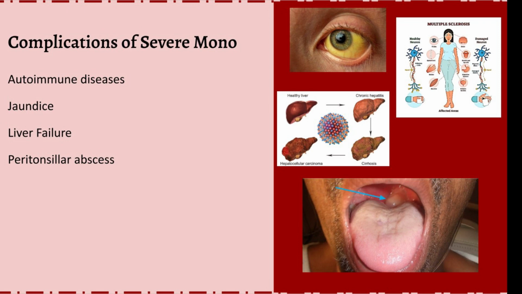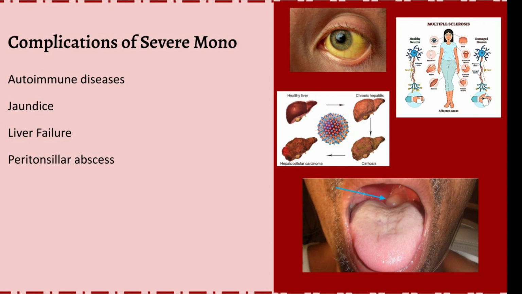Jaundice, which is the buildup of bilirubin, a brown and yellow substance, and it builds up in the blood, making the white part of your eyes appear yellow. It can also lead to liver failure, such as hepatitis, which is the inflammation of the liver and can be considered acute or chronic, though mono is more coincided with acute hepatitis.